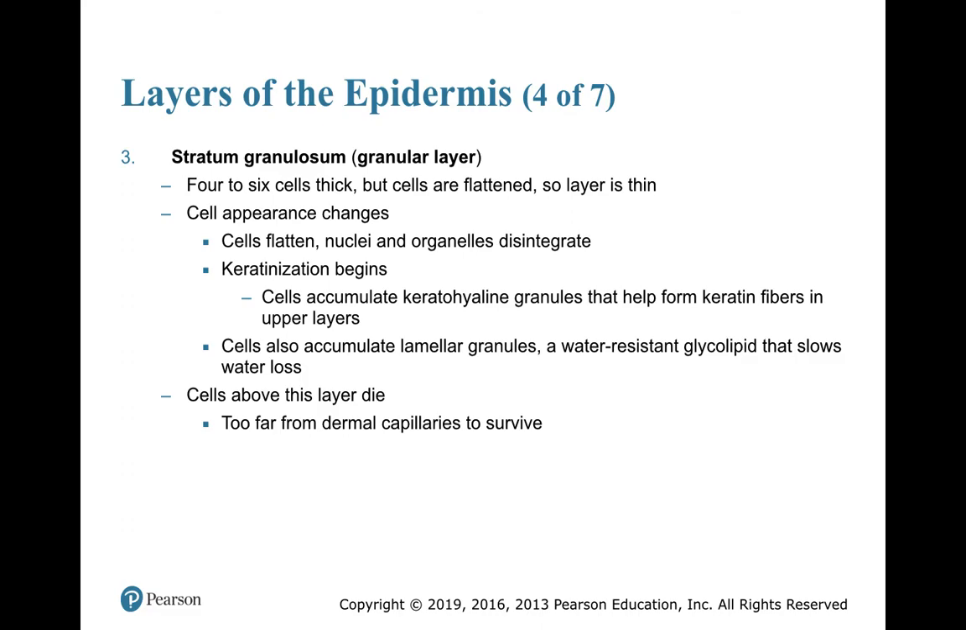Keratinization is beginning, and the cells are accumulating a protein called keratohyalin in the form of granules that will form the fibers that form in the upper layers. They also are accumulating lamellar granules, which are water-resistant glycolipids that help protect against water loss. This is the last layer that is close enough to the dermis to provide nutrients to these cells. So any cells above the stratum granulosum are dying.